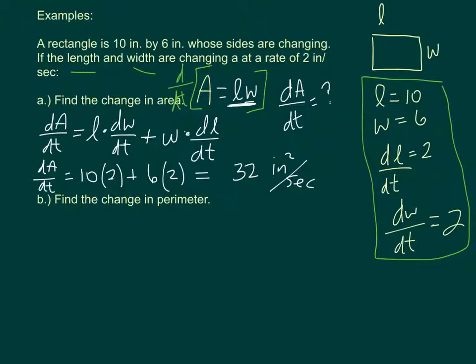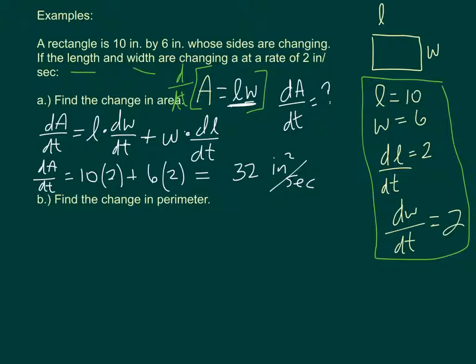Okay. Part B. They want to know the change in perimeter as this rectangle is changing. And again, think about what this is saying. For every second, this length keeps getting 2 inches longer, and the width keeps getting 2 inches longer each second. So as time passes, this rectangle is going to keep getting larger and larger.